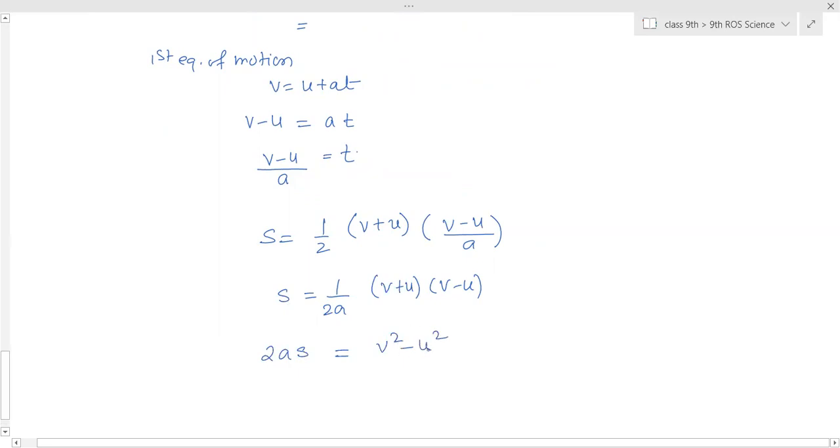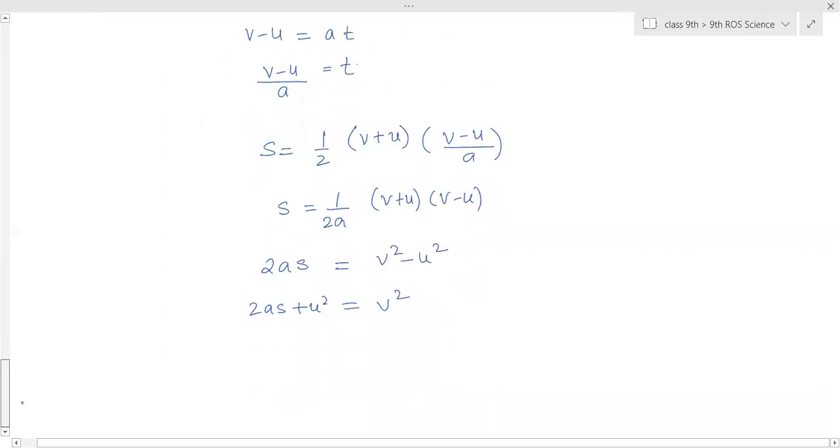Now transfer this minus U square to the LHS. So it is 2AS plus U square is equal to V square. So write in a proper order: V square is equal to U square plus 2AS. This is the third equation of motion.